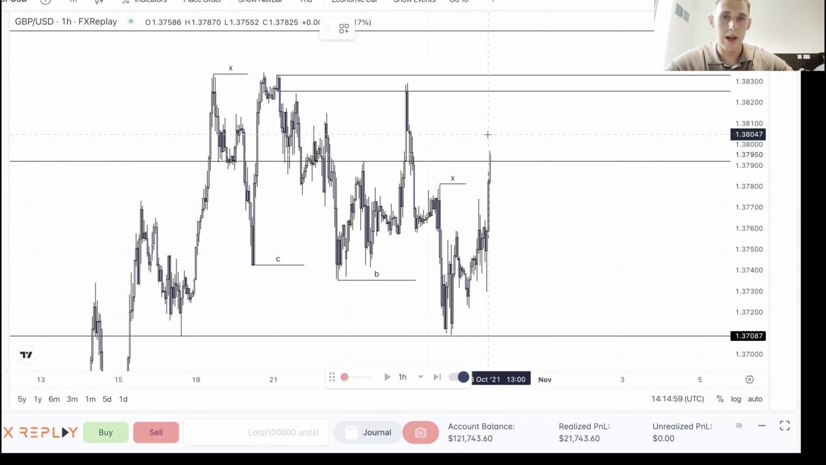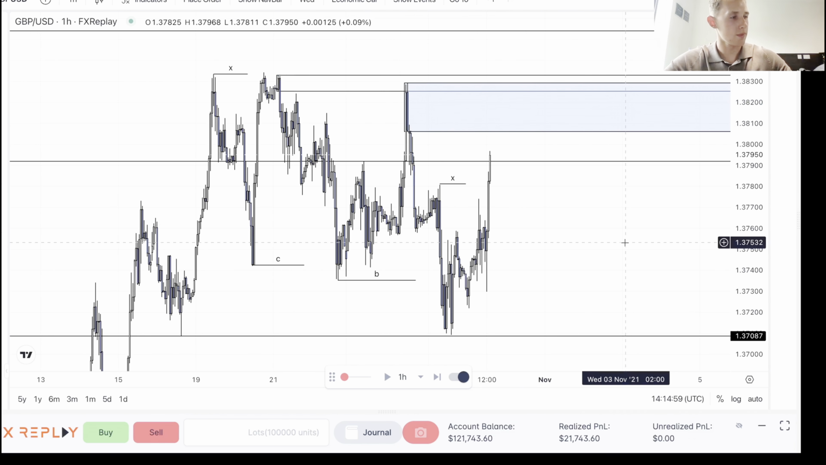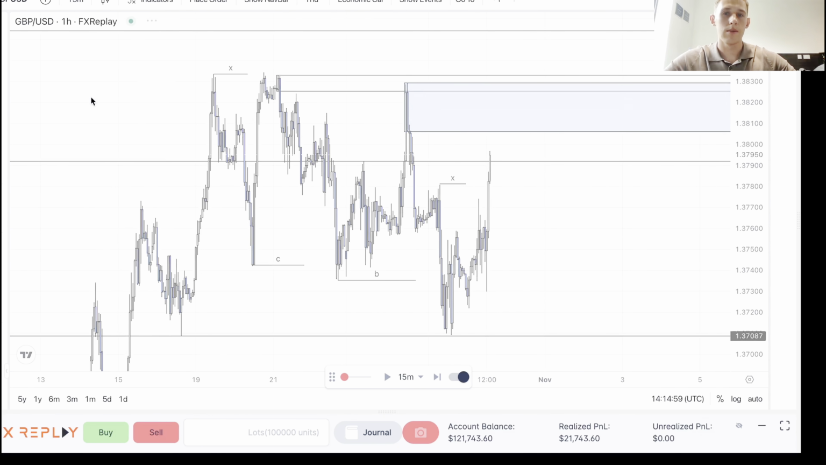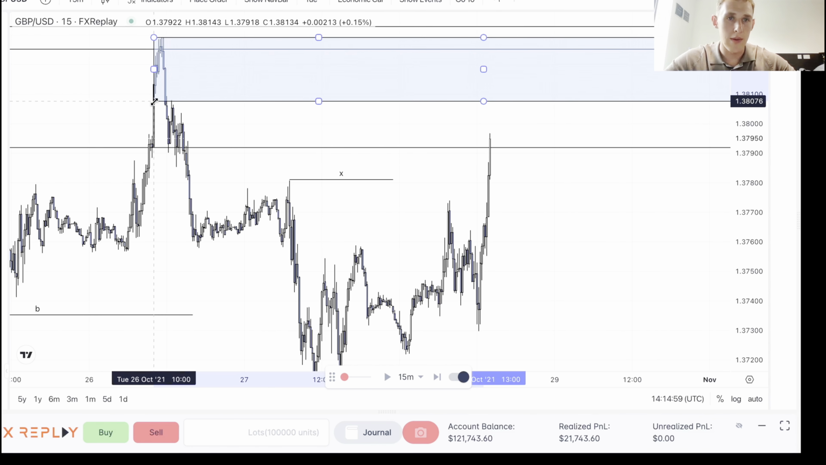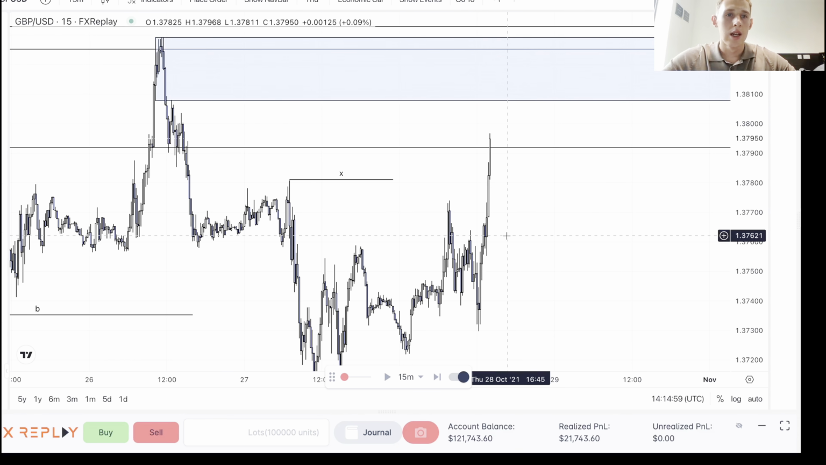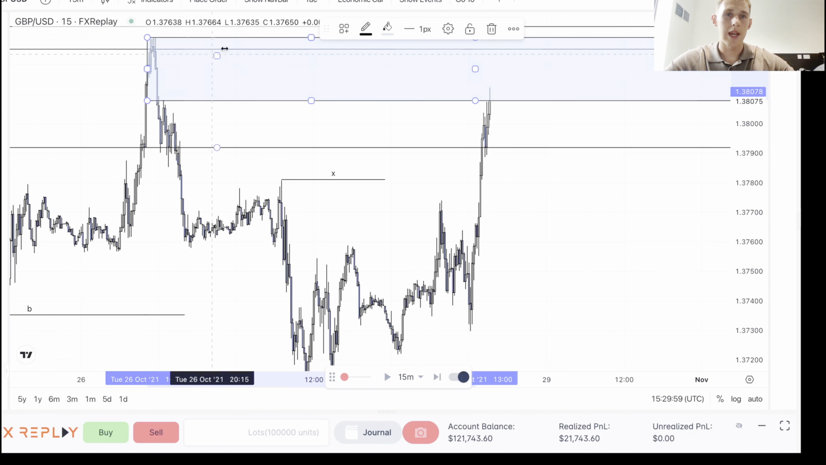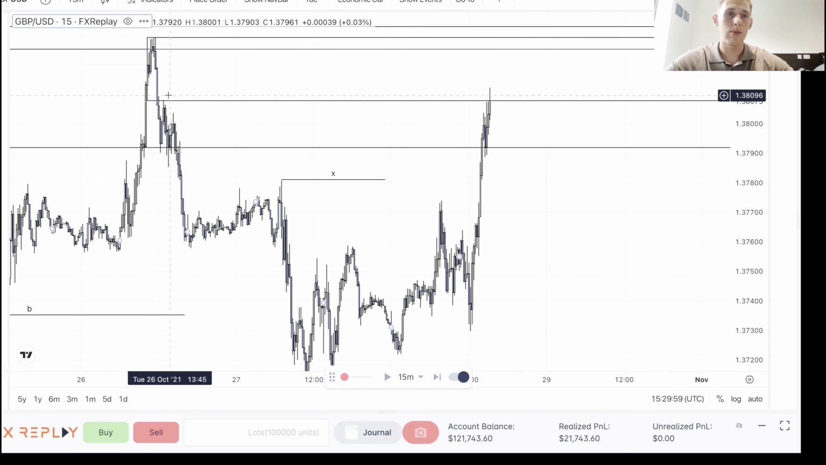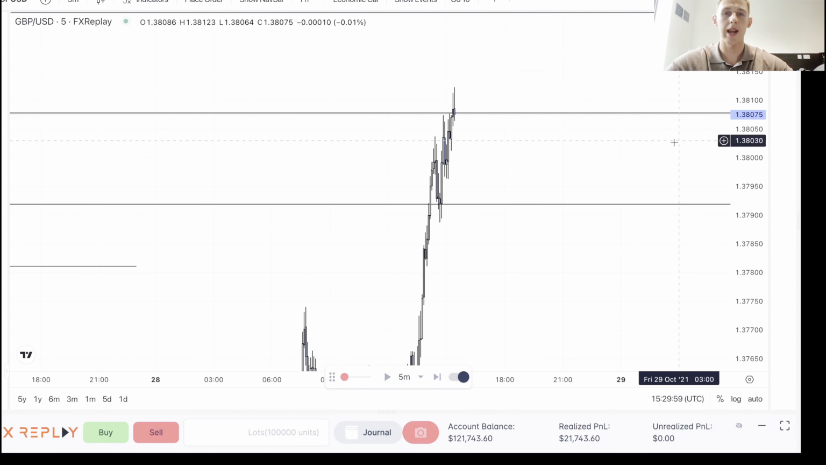You could also see price come back into this area of supply, just here. Yeah, I would refine it to this area as well. This is the last bit of liquidity. So yeah, let's see what price does. There we go. So it came into the supply. The final bit of liquidity within this overall range has been taken out. Now let's look at the 5 minutes to see if we can get an entry.